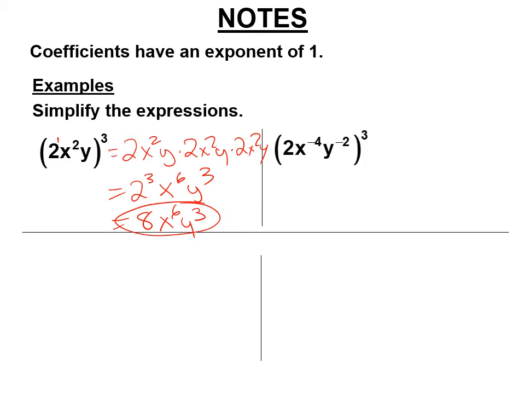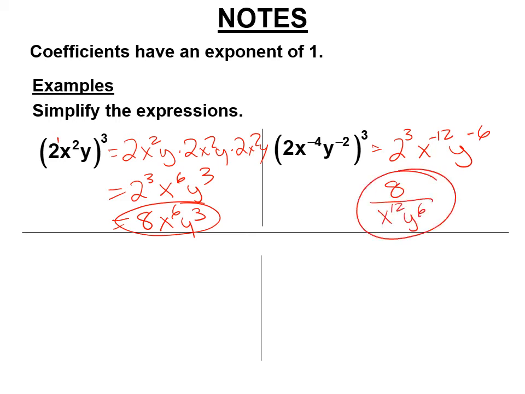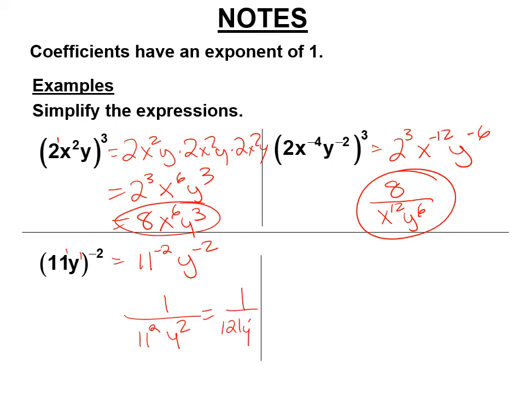Okay, so this is 2 cubed, x to the negative 12, y to the negative 6. So that becomes 8. Then the others flip down here and become x to the 12th over y to the 6th. All right, so this is 11 to the negative 2nd times y to the negative 2nd, because both of these have 1s. So they're both going to go down to the denominator. And so this is 1 over 121y squared.